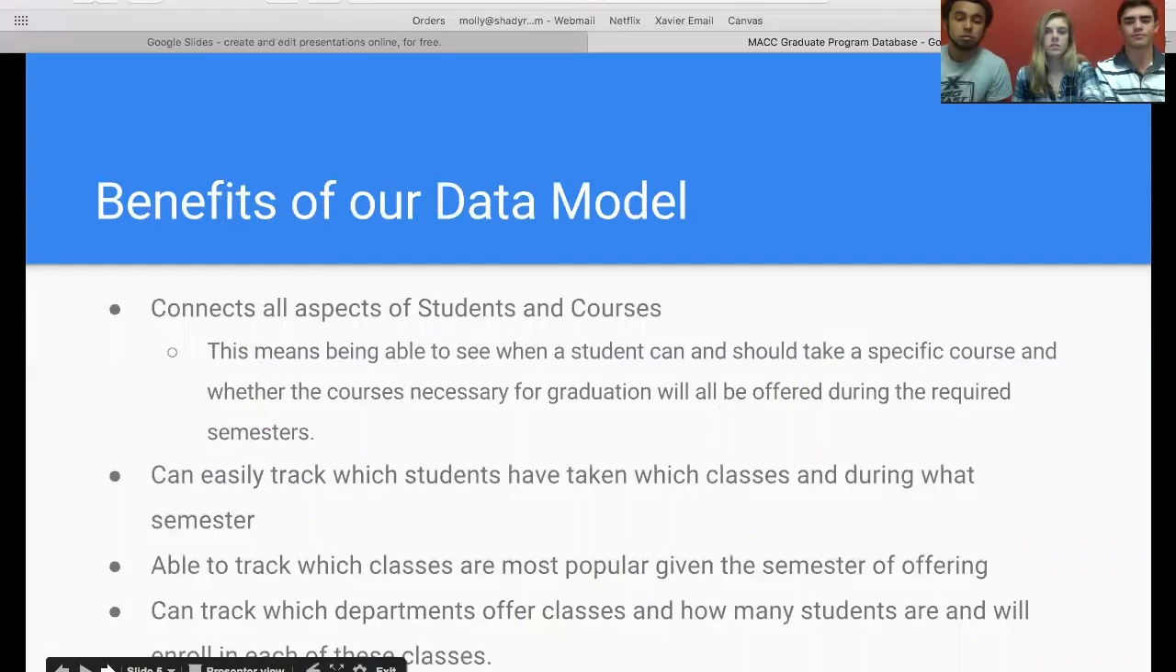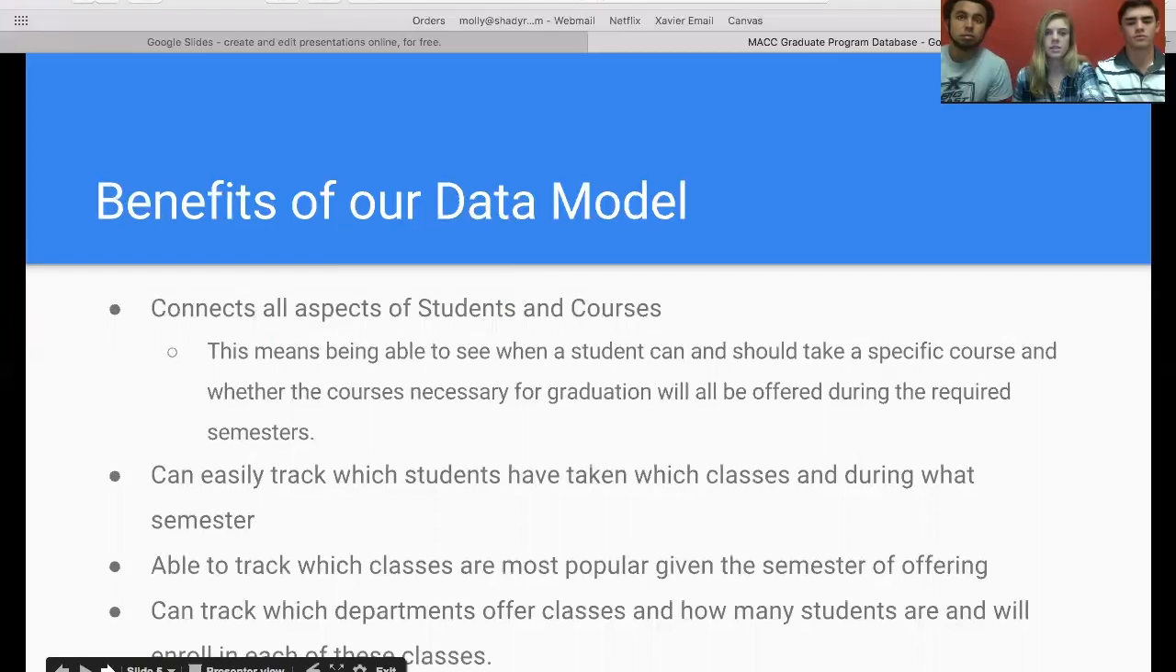The benefits of our data model. Our data model connects all aspects of students and courses. This means being able to see when a student can and should take a specific course, and whether the course is necessary for graduation will all be offered during the required semesters. Our data model can easily track which students have taken which classes and during what semester.